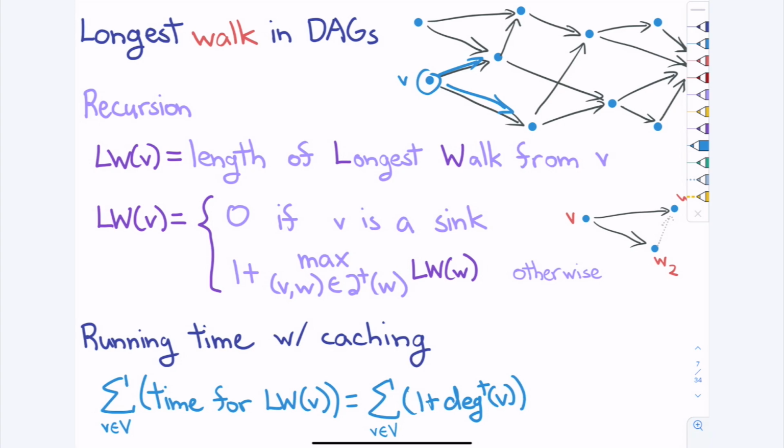And then if I sum up all the out degrees over all the vertices, each edge gets counted once. So the whole algorithm comes out as m plus n time, m being the number of edges and n being the number of vertices. Which is obviously quite fast.